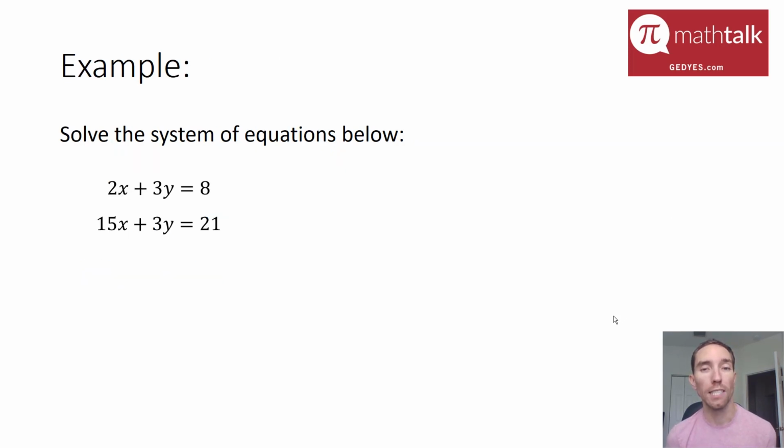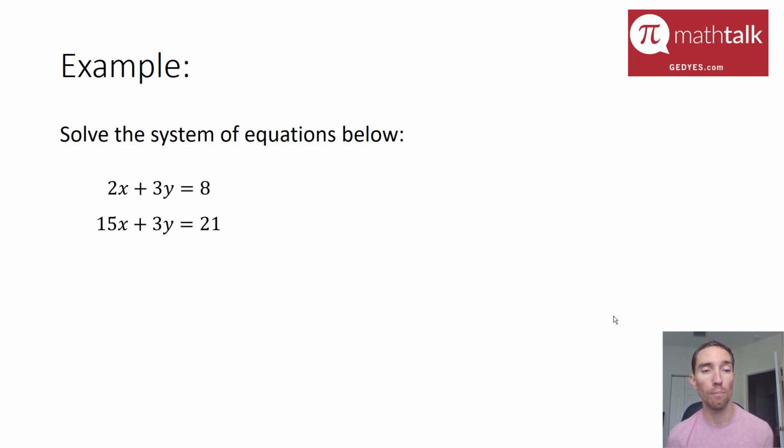So I have this system of equations below. It's 2x plus 3y equals 8 and 15x plus 3y equals 21. So right away I notice that the coefficients for the y terms are the same. They're 3 and 3. And that's great because what that means is I can use elimination to basically eliminate the y variable and then solve for x. And then I can use that x value to solve for y.